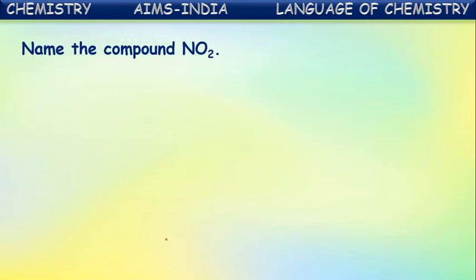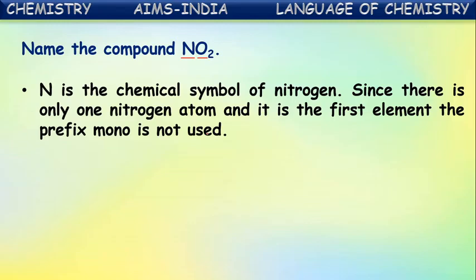Okay, let us see some examples. Here it is given, name the compound NO2. If you observe, both are nonmetals here, nitrogen and oxygen, isn't it? Both are nonmetals. Now, in naming this, N is the chemical symbol of nitrogen. As it is the first element, its name is completely used. Nitrogen is written. Since there is only one nitrogen atom and it is the first element, the prefix mono is not used. Just directly we write nitrogen.